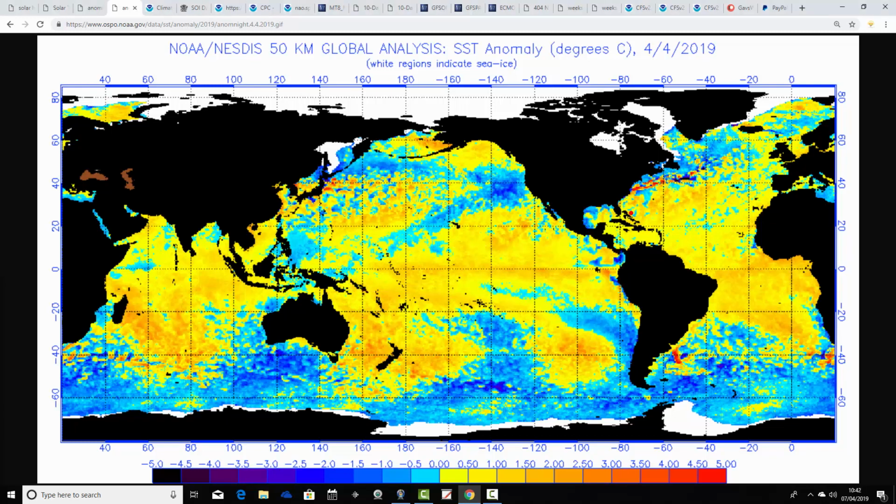So warmer than average sea surface temperature anomalies across the equatorial Pacific at the moment, at a weak level, no sign yet of going into a La Nina, no sign yet of a cold event emerging.